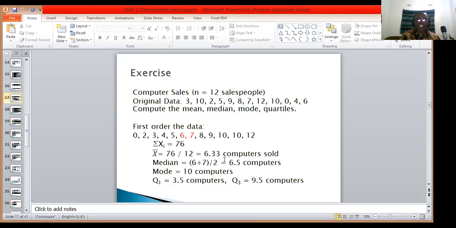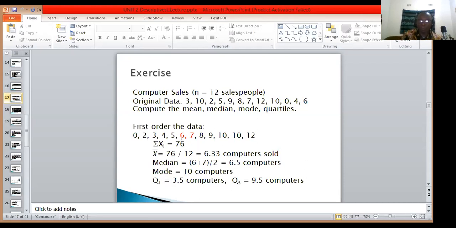Then we can proceed to calculate our median. Now we said the median is the middle measurement in the data set. In the event that your measurements are an even number, then we are going to get the two numbers that are at the center, add them together and divide by 2.